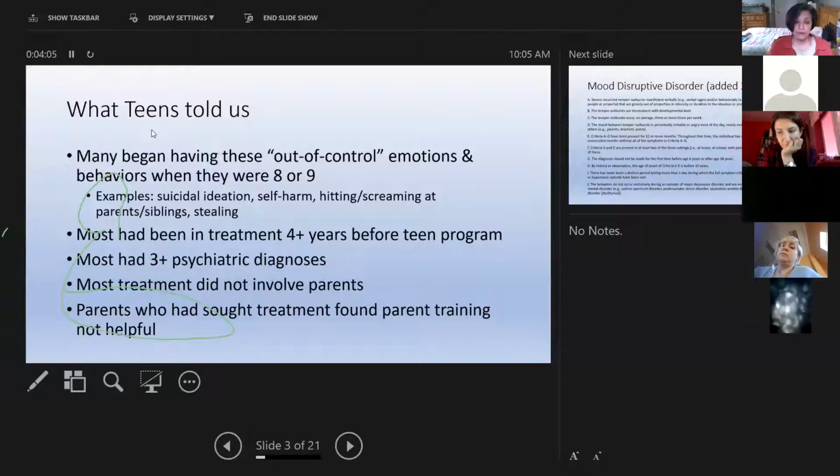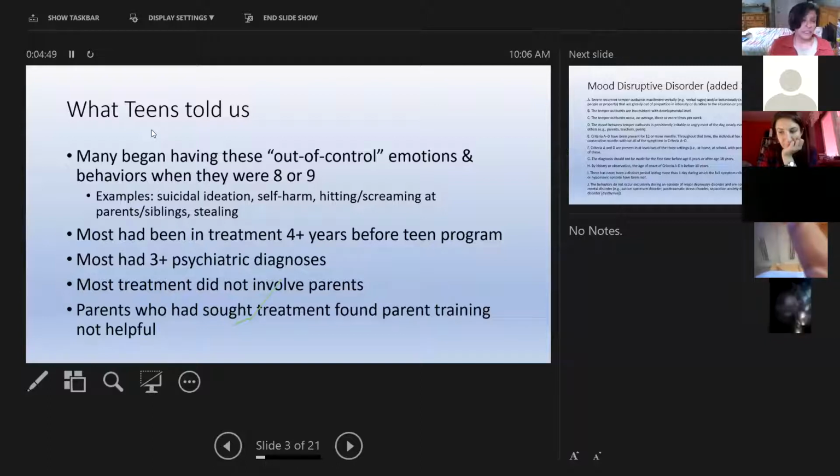The other thing that we know in our program is that most of these teenagers had been in treatment for well over 4 years. When I went back and looked at most of our files, most had been in treatment since the 1st or 2nd grade, which in the United States is around 8 or 9 years old. Most coming into our program carry 3 or more diagnoses: anxiety, depression, ADHD, oppositional defiant disorder, conduct disorder, autism, so many different diagnoses.